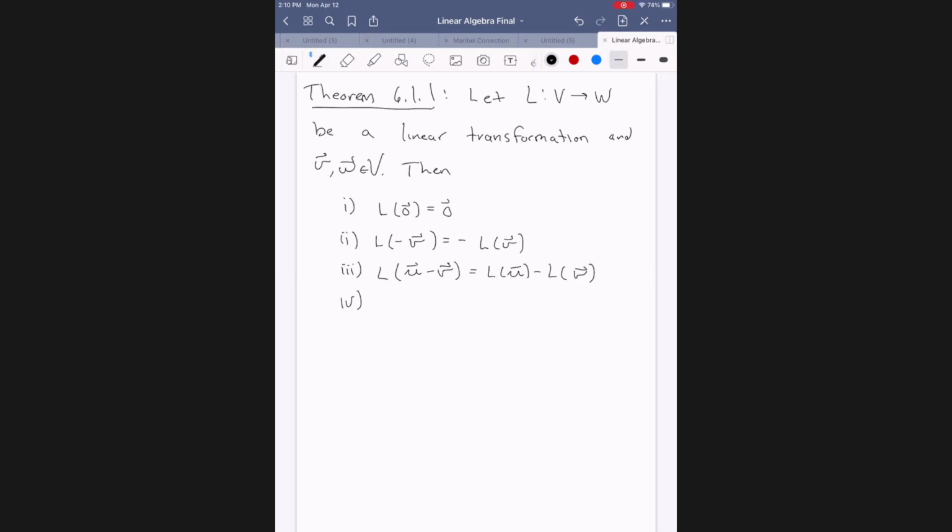And if v is a linear combination of, say, vectors u1 through un, then L of v is going to equal c1 L of u1 plus and so on. Sorry, I keep using T, I mean L of v. So these are just nice properties to have. We're going to actually use the fourth one soon for something very special.